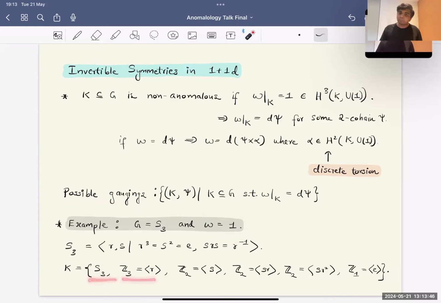In S3, there's a Z3 subgroup generated by R. There are 3 Z2 subgroups generated by S, SR, and SR squared. And there is the trivial subgroup. So we have all of these possible gaugings. Now, this was a purely 1 plus 1D discussion. We had a symmetry, we have an anomaly, we have some non-anomalous subgroups. In this case, we looked at S3 and found the subgroups.